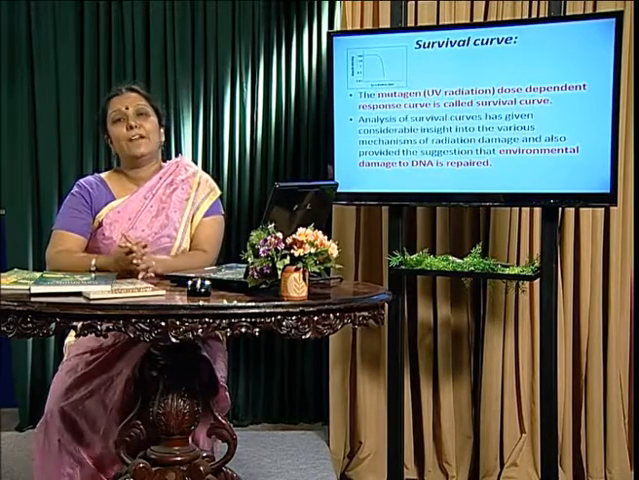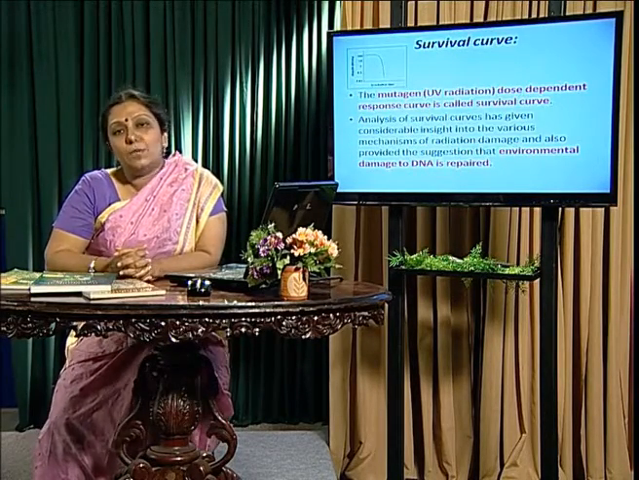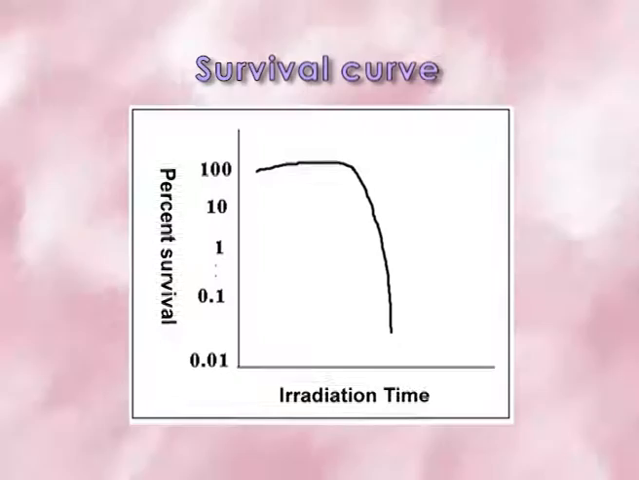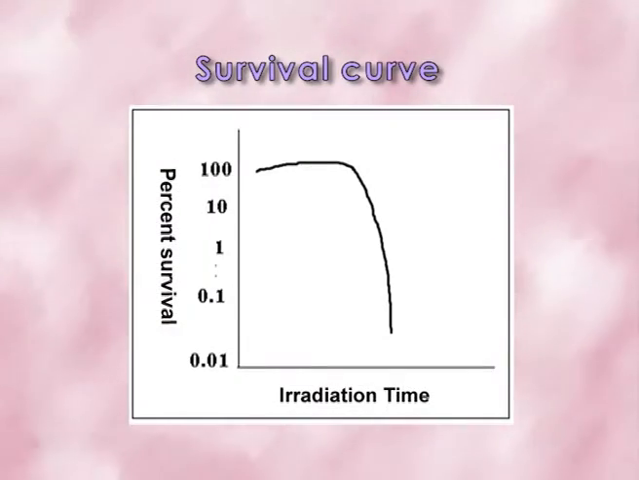Next one, survival curve. So the survival curve is actually found in case of UV radiation. The dose dependent curve with respect to the radiation is called the survival curve, where we can find in case of bacteria the first portion is not affected, that is linear.